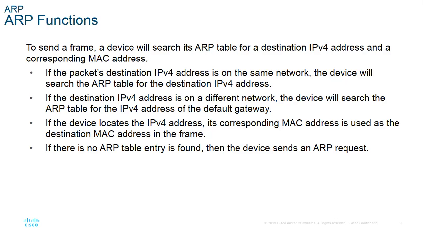So to be able to send a frame to a certain destination, first of all, you have to search the ARP table to check if the destination IP address is already within the ARP table.